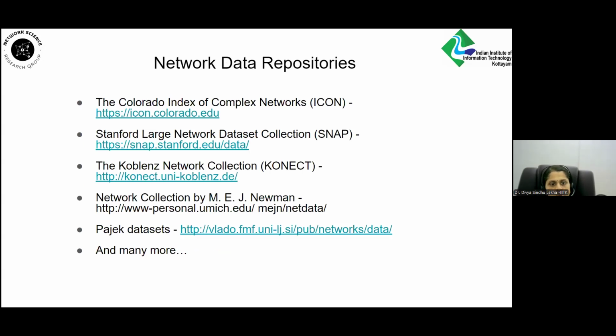Now, an important aspect: these are some of the public data repositories where you can easily find network data sets. When you want to work on a network data set, these repositories have a large number of network data sets, which you can easily download as an adjacency matrix or an edge list, and readily start your work. Almost all these repositories have many data sets, and they are updated every now and then.